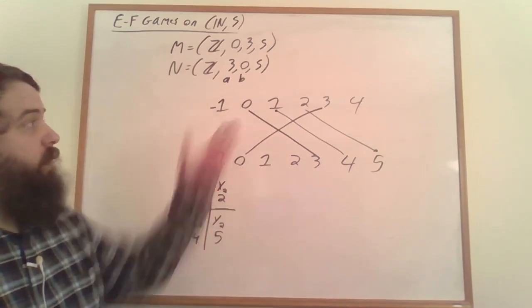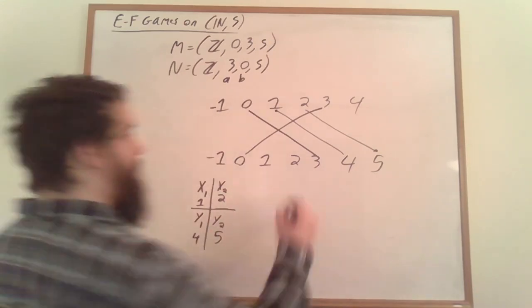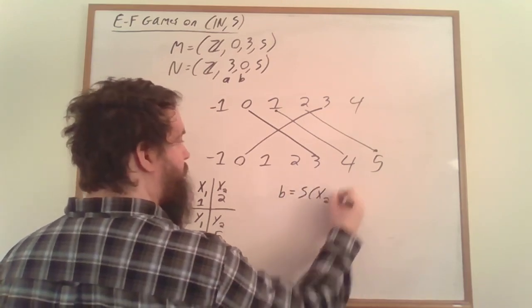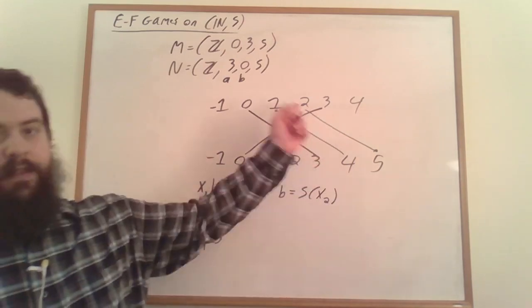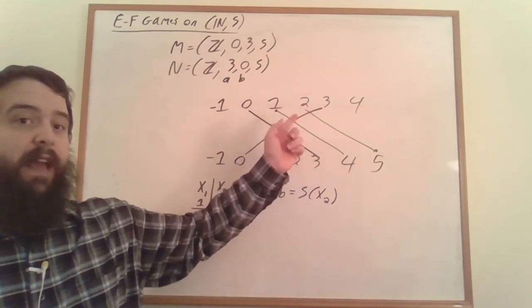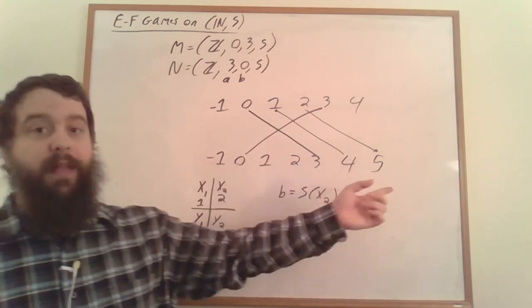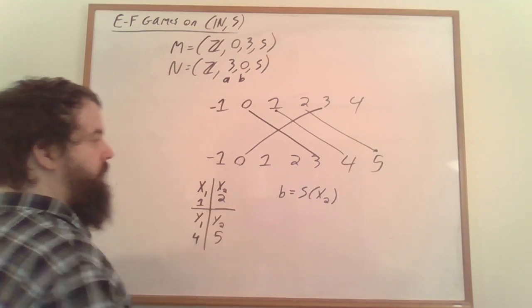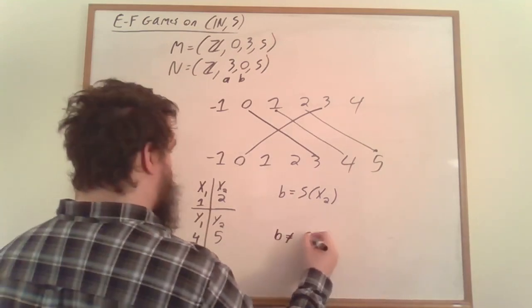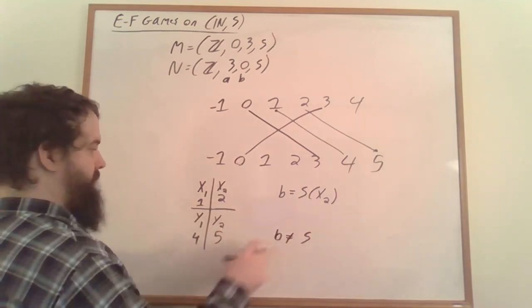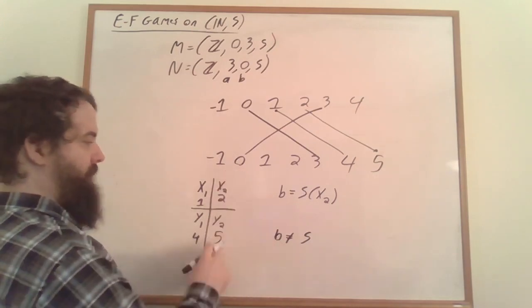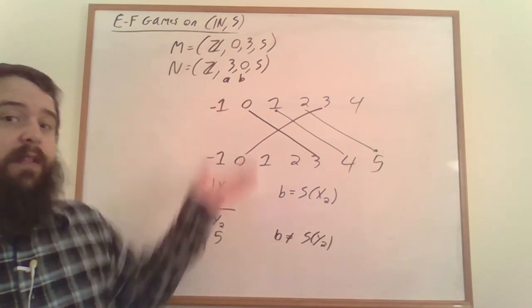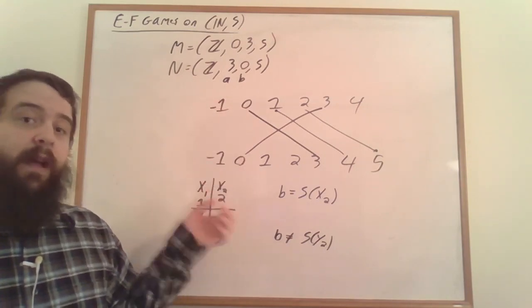In this first structure, we have the atomic formula that B is equal to the successor of x2, right? 3 is the successor of 2, but the things that they got matched to are not related in that way. It's not the case that down in this structure, B is the successor of y2, right? Because 0 is not the successor of 5. And so we have an atomic formula that's true of this structure up here that's not true of this structure down here, and so the game is lost.